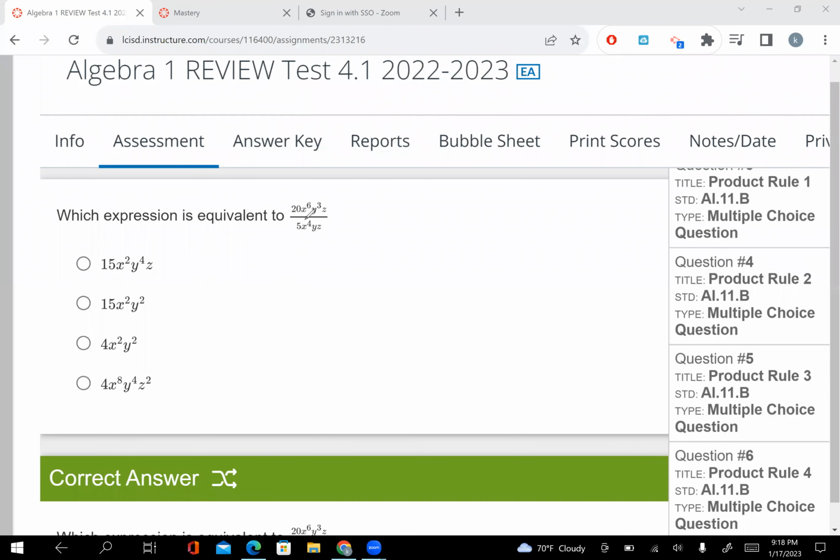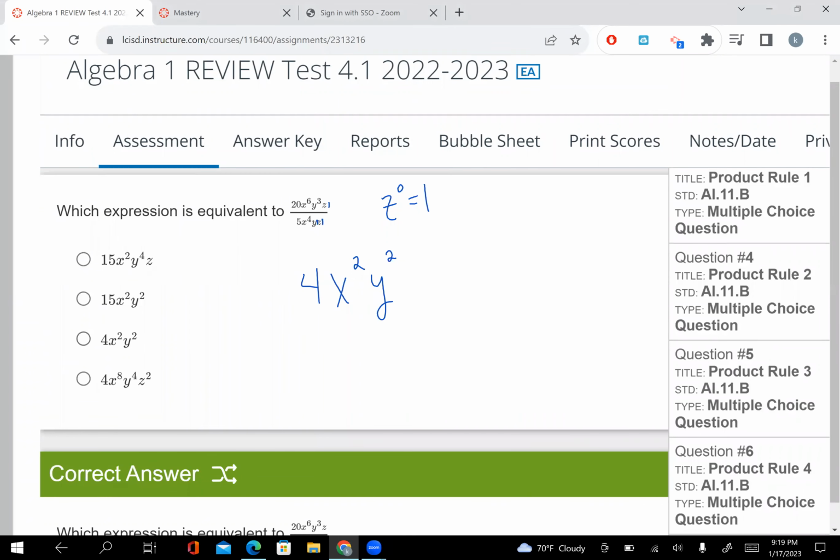So we have 20 divided by 5, so that's going to give us 4. And then now we have x to the power of 6 over x to the power of 4. So we would do 6 minus 4, which is 2, so we have x to the power of 2. And then for the y's, we have y to the power of 3 here and y to the power of 1 down there. So we would do 3 minus 1, which is 2, so we would have y to the power of 2. And then the z, remember, they each have a 1 on them, and 1 minus 1 would give us z to the power of 0, which is just 1. So we would be multiplying by 1 here, but that wouldn't change anything. So we don't put that part. So there's our final answer: 4x squared y squared. So it'd be that answer choice right there.